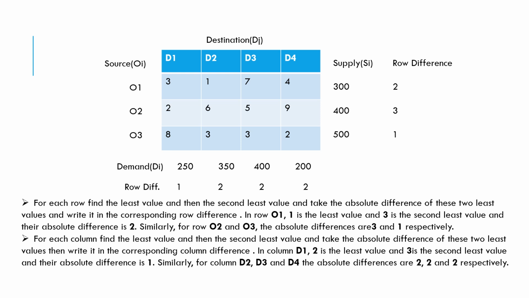For each column, the same process is repeated. Here we can see that for column D1, 2 is the least value and 3 is the second least value. Their absolute difference is 1. Similarly, for column D2, D3 and D4, we can perform, and their differences are respectively 2, 2 and 2.